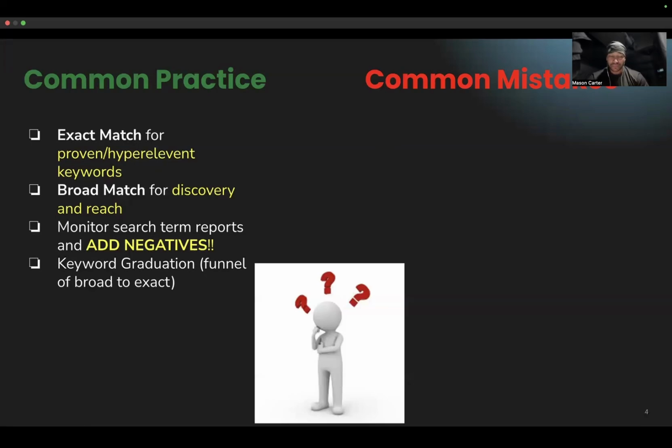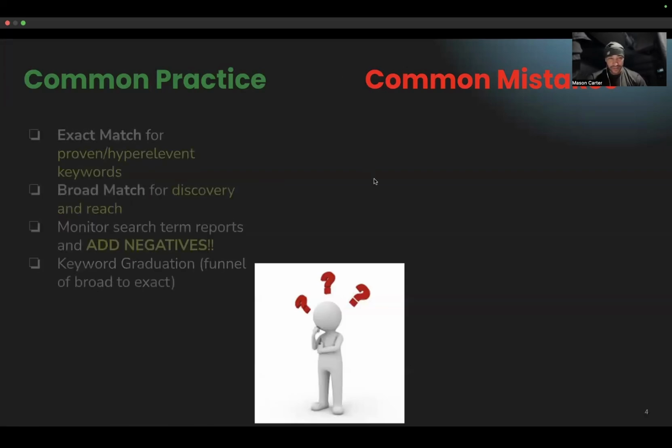And then my fourth bullet point, keyword graduation, like the funnel. I like to think of it as a funnel, and a lot of people say that as well. Basically graduating keywords from a broad or from a phrase or from an auto and putting them into an exact campaign. You have a higher bid for it. It's proven hyper relevant. Good ACoS keyword terms from your phrase, broad or auto campaigns that have been working well for you, graduate them into that exact match.